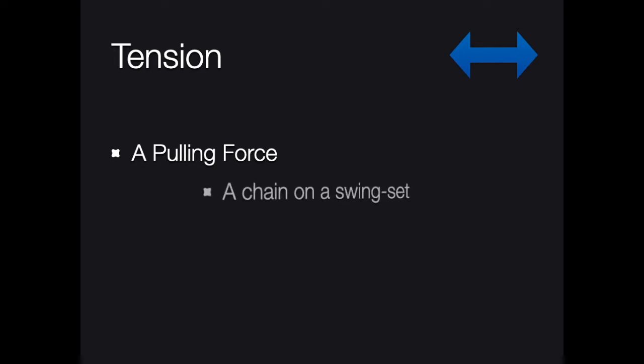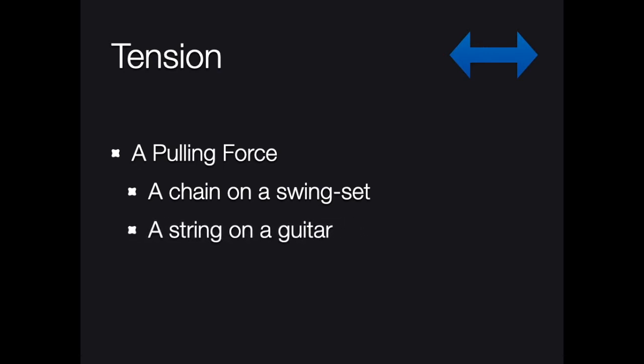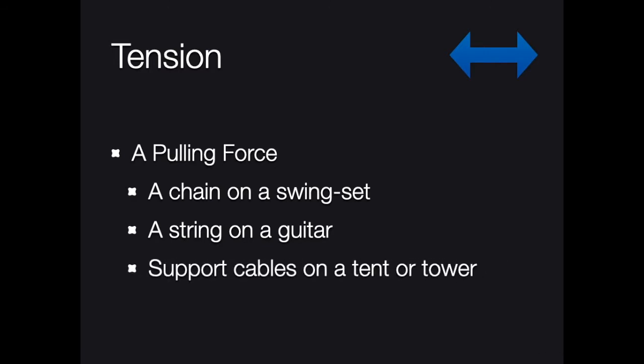All right, our next force is the opposite. It is tension. This is a pulling force. So we're stretching out the molecules and making them move further and further away. A good example of objects that are feeling tension could be the chain on a swing set, the string on a string instrument like a guitar, or even the support cables on a tent or a tower.